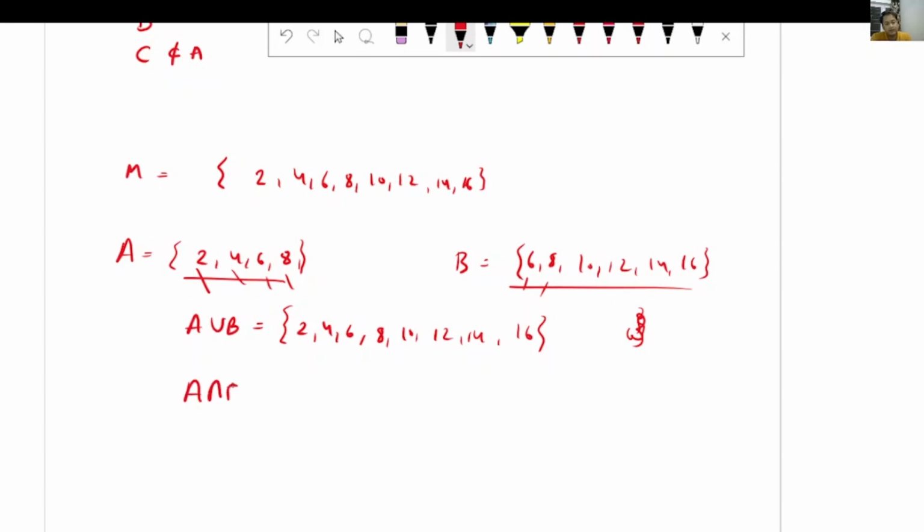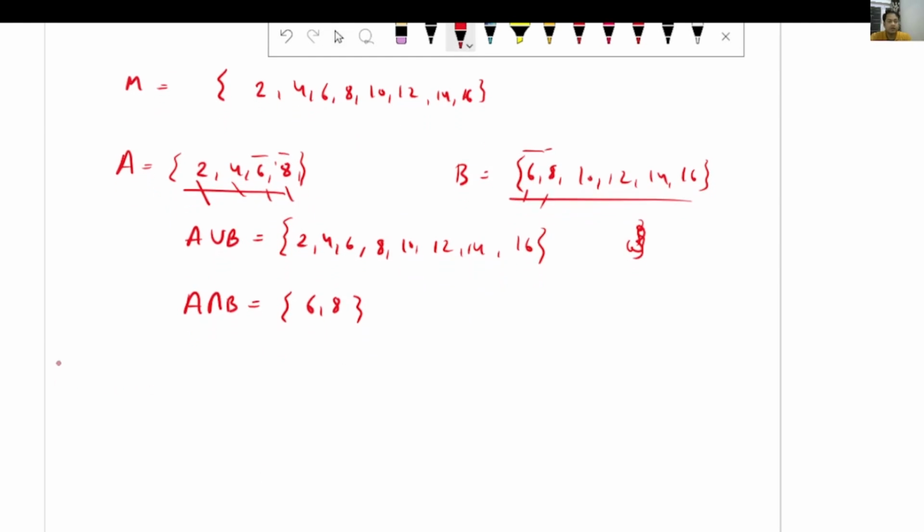Now A intersection B means the common part. What is common between A and B? Only two elements, 6 and 8, and here also 6 and 8. So I'll write 6, 8 as A intersection B.